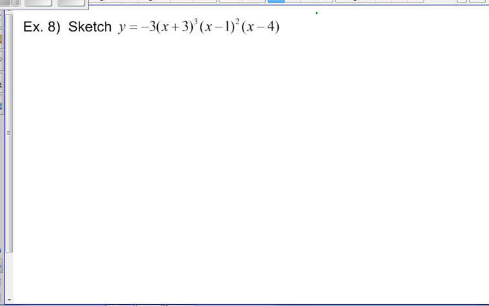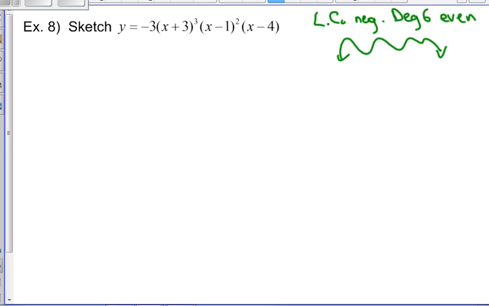First of all, we've got a leading coefficient that's negative. Let's check out the power. You've got an x to the 3 here times an x to the 2 times a regular x. That means degree 6, or even. So negative and even looks like this. Stuff happens. But it goes from down to down.